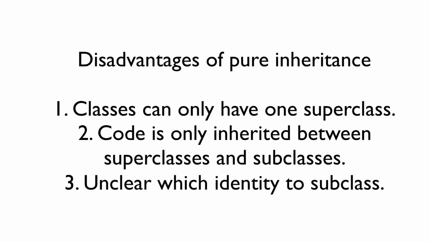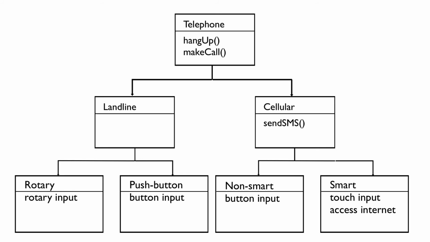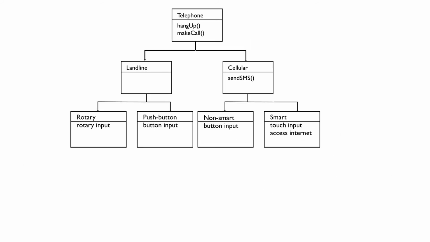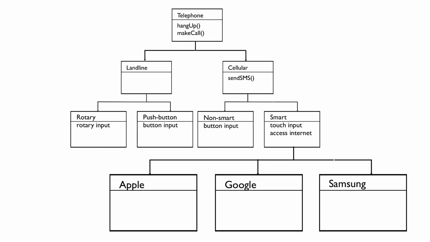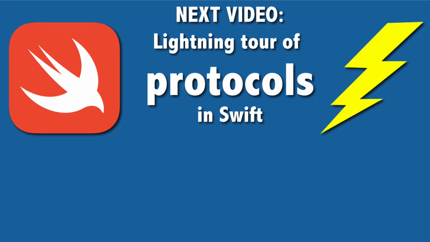Third, sometimes it's just not so clear which identity is the most relevant to subclass. If we were to go further in our example, should we set up subclasses of smartphones by operating system or by manufacturer? Both are important and could potentially contain different functionality or properties. All of these disadvantages are addressed in protocol-oriented programming.